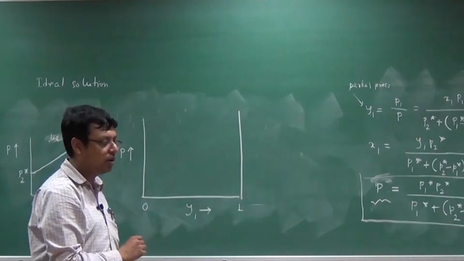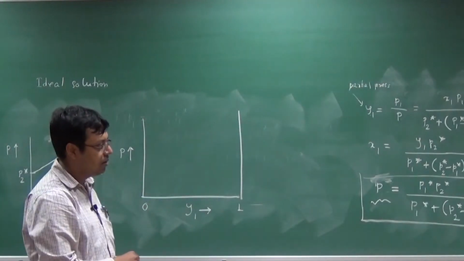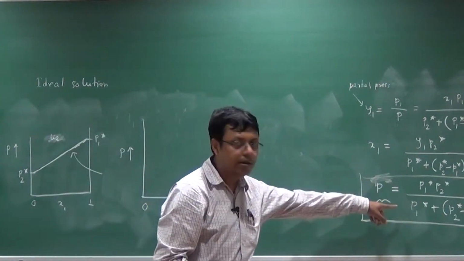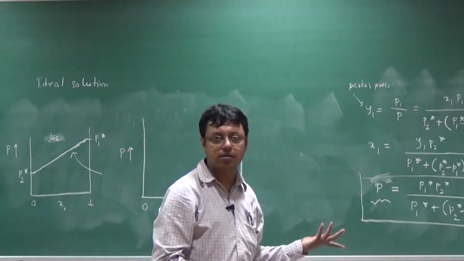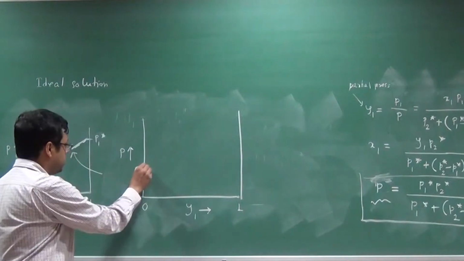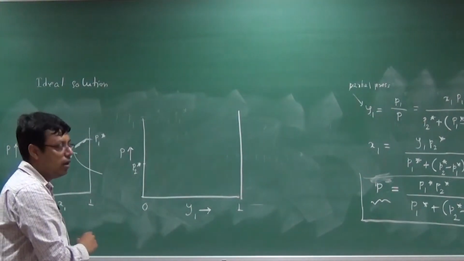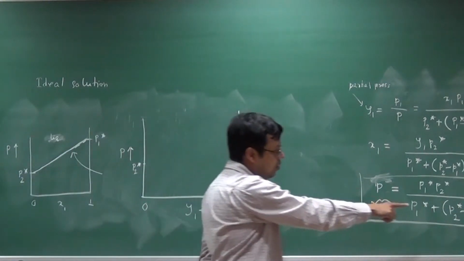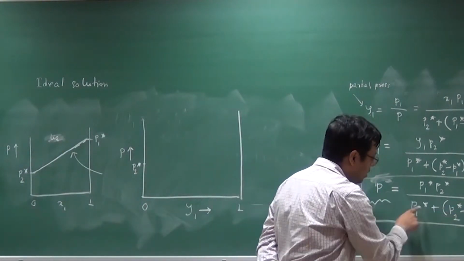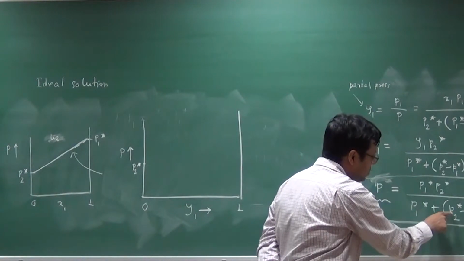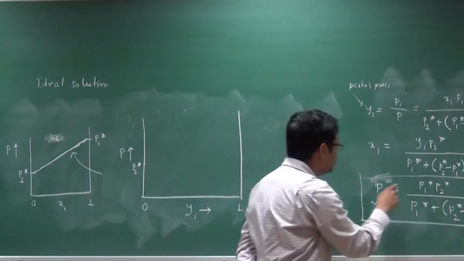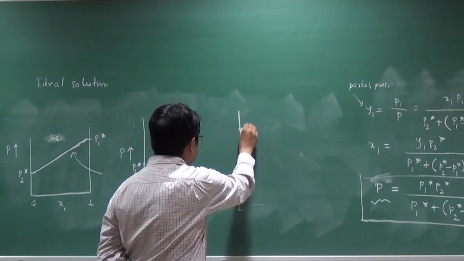When y1 is 0, I'll have P1 star P2 star by P1 star, so I'll have basically P2 star. When I have y1 equal to 1, this P1 star will cancel, P2 star will cancel, and I have P1 star. So I have the same end points.